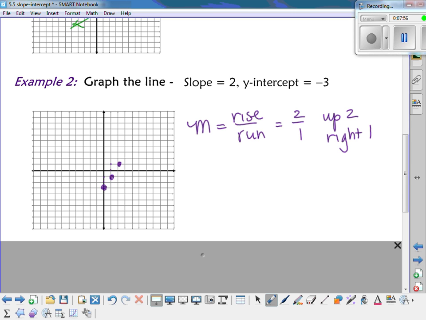Can't you go like down 2, left 1? Yes, you can also do the opposite. You could go down 2 and left 1, and you would get the same thing.